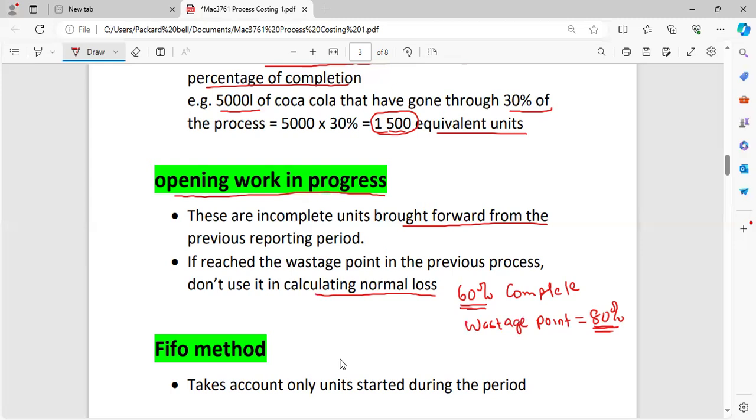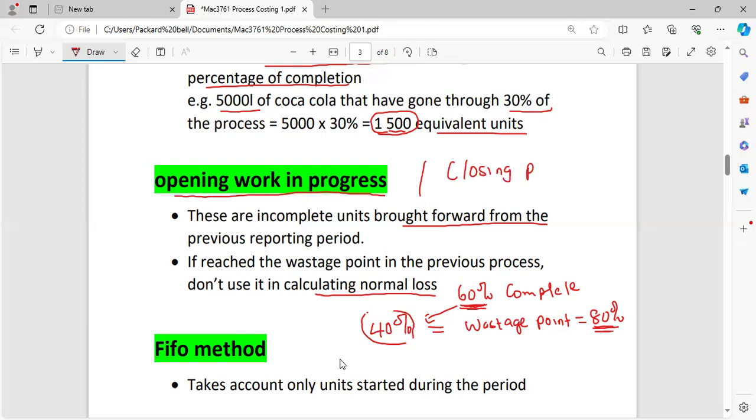So if the wastage point, let's say, was, let me just say the wastage point here was 40%. What it means, this, which was 60% complete, has gone through this wastage point. So when you calculate your normal loss for this year, you are not going to include it because it has already been included in calculating the normal loss for the previous year. I think that's the basic principle that we should be able to pick when it comes to opening work in progress and closing work in progress.